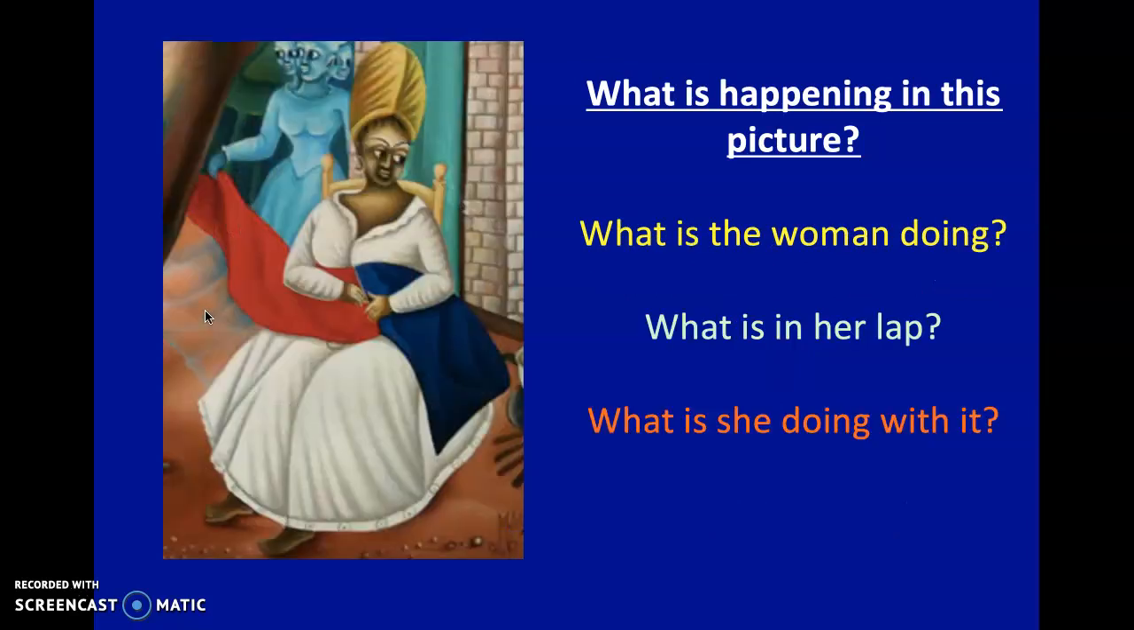Okay, so now what I want you to do is the same thing. I want you to have a look at this section of the same painting. What is happening? What is the woman doing? What is in her lap? What is she doing with it? So these three questions really should come together to form a paragraph answering that question. What is happening in this picture, this section of the picture?